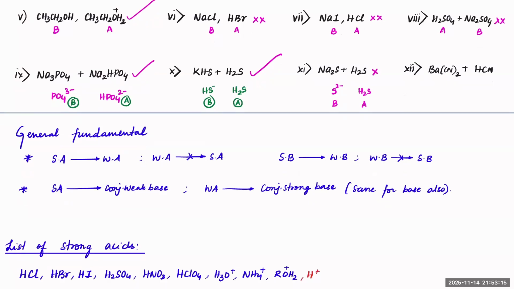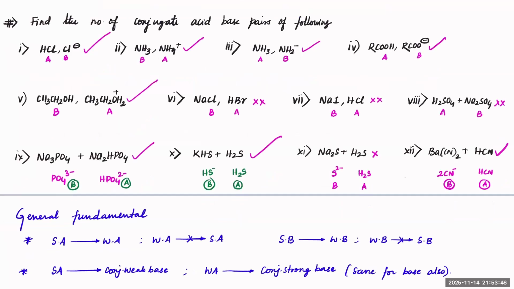Now here it is 2 moles of CN minus and barium 2 plus, which you can treat as a spectator, not a part of the acid-base reaction. And then we have HCN. So yes, it is a conjugate acid-base pair. We have HCN, which is acting like an acid, and CN minus, which is acting like a base. So this is an acid-base pair. I suppose this part is clear, everybody. Each of these is acting like a conjugate acid-base pair.